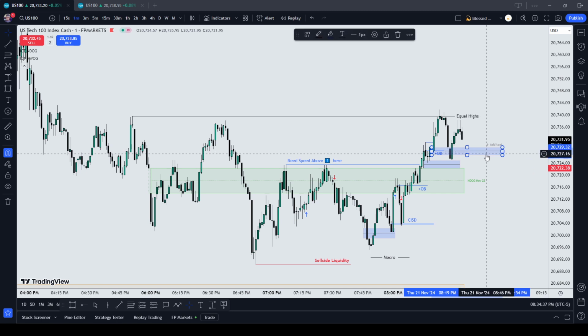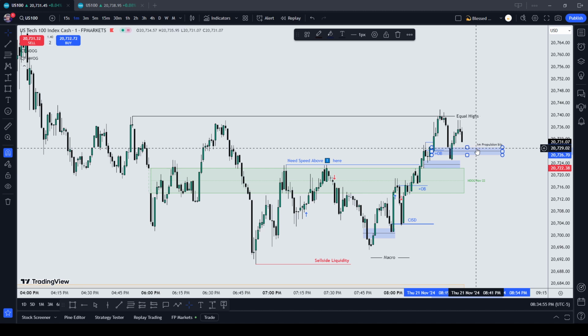Just can annotate that in our chart. One sec. 1 minute propulsion. So that's a 1 minute propulsion block. Okay.